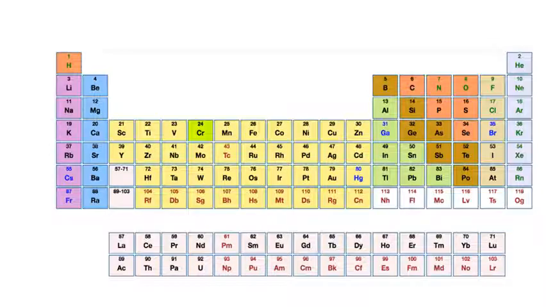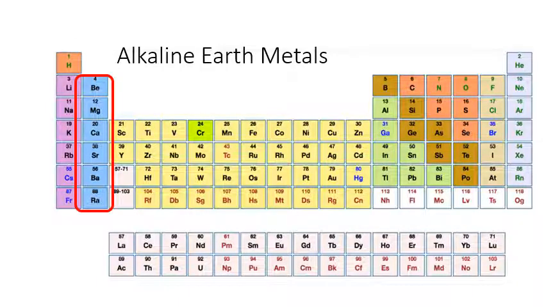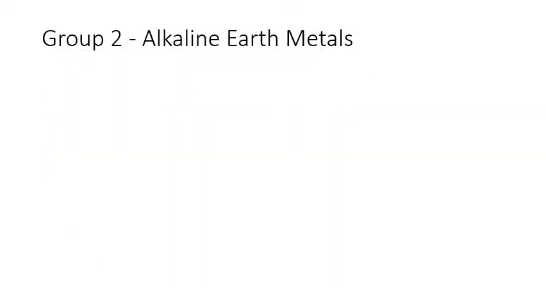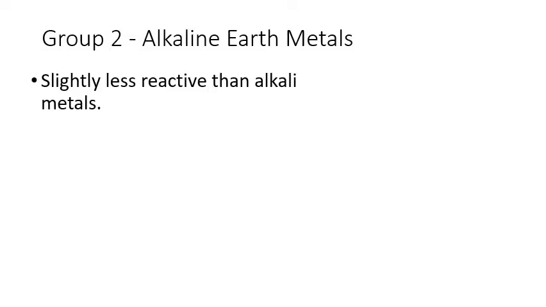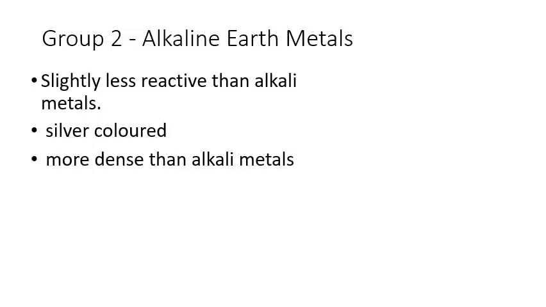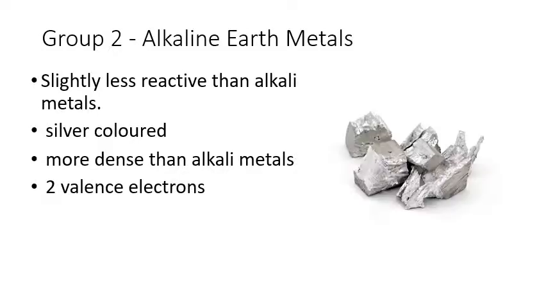Our next guys, right next to them, is going to be our group 2, and these guys are going to be called the alkaline earth metals. So group 2 is known as the alkaline earth metals. Now these guys are slightly less reactive than the alkali metals, so you can find some of these kicking around on their own. You can find a chunk of magnesium. They're silver colored as well. They're more dense than alkali metals, so they don't cut quite as easily as the alkali metals do. These guys have 2 valence electrons in their outer energy levels. So here's an example of magnesium. It's kind of all shined up here, but this is what magnesium would basically look like.